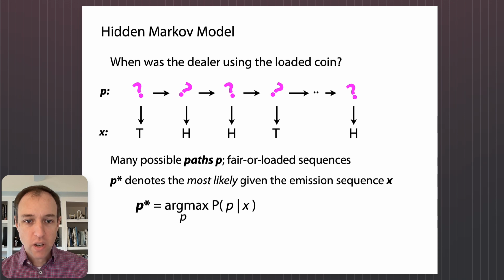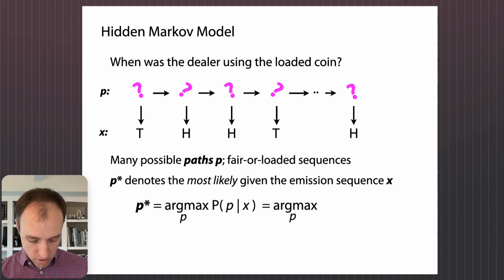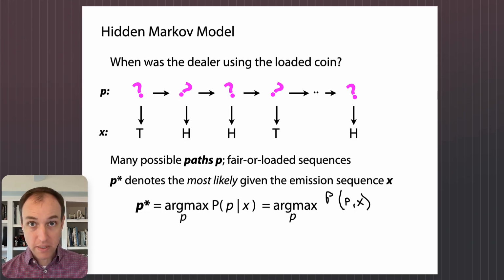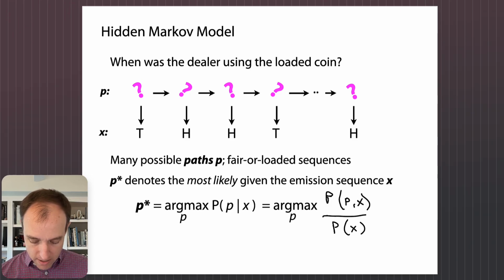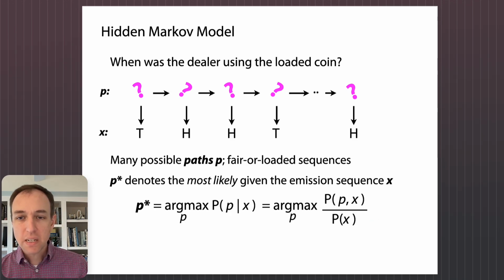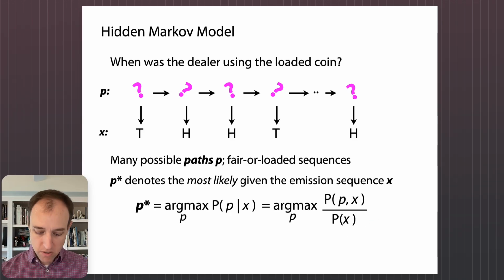Now we can use Bayes' rule to rewrite this conditional probability. If we do use Bayes' rule, then we would get the probability P comma X, so the joint probability of the path and the emission, over the probability of the emission. Okay, so we could have written it this way too. This is just the definition of a conditional probability. However, notice something about this fraction, and in particular about the denominator, which is the probability of an emission, and that's fixed.